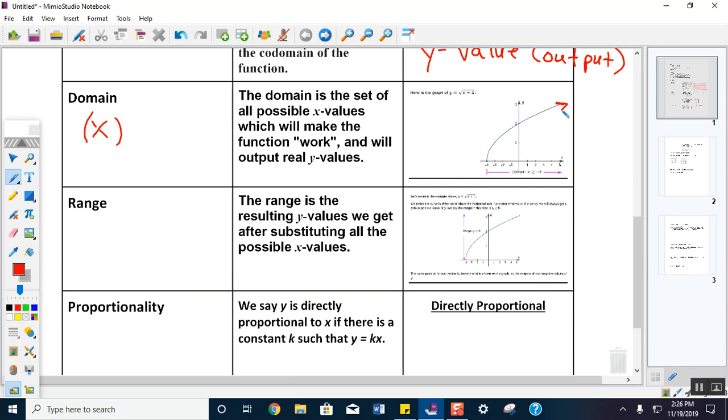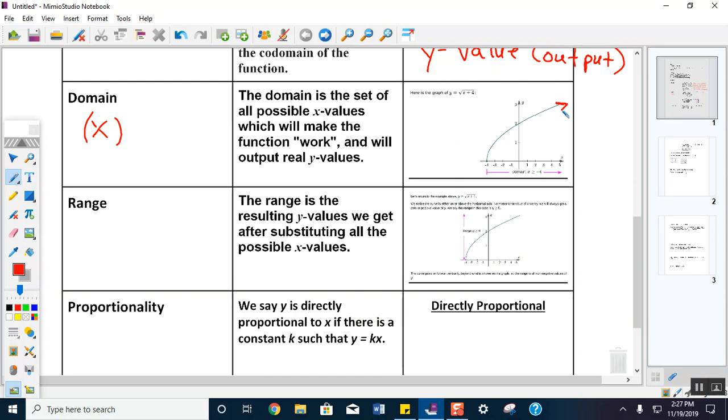-4. So all the x values covered are x greater than or equal to what value, kids? -4. How come -5 isn't hit over here? Why isn't -5 part of the domain? Say that again, Colton. Yeah, it starts at -4.